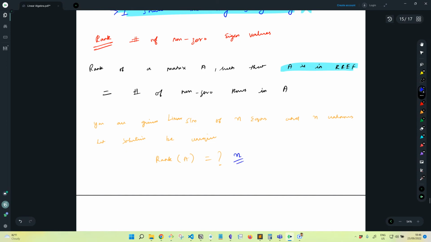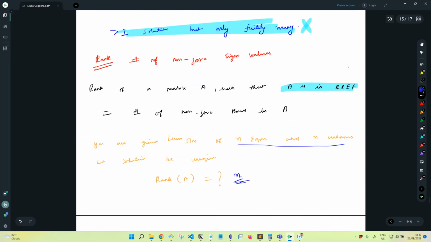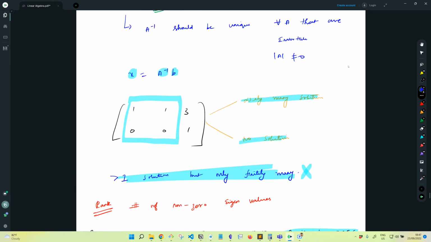Sir, n. Why is it n? Because the solution is unique, then all the rows will be non-zero. Exactly, right? So basically, the rank of a system that admits a unique solution equals n, where n is the number of unknowns and number of equations. So this is your unique case.